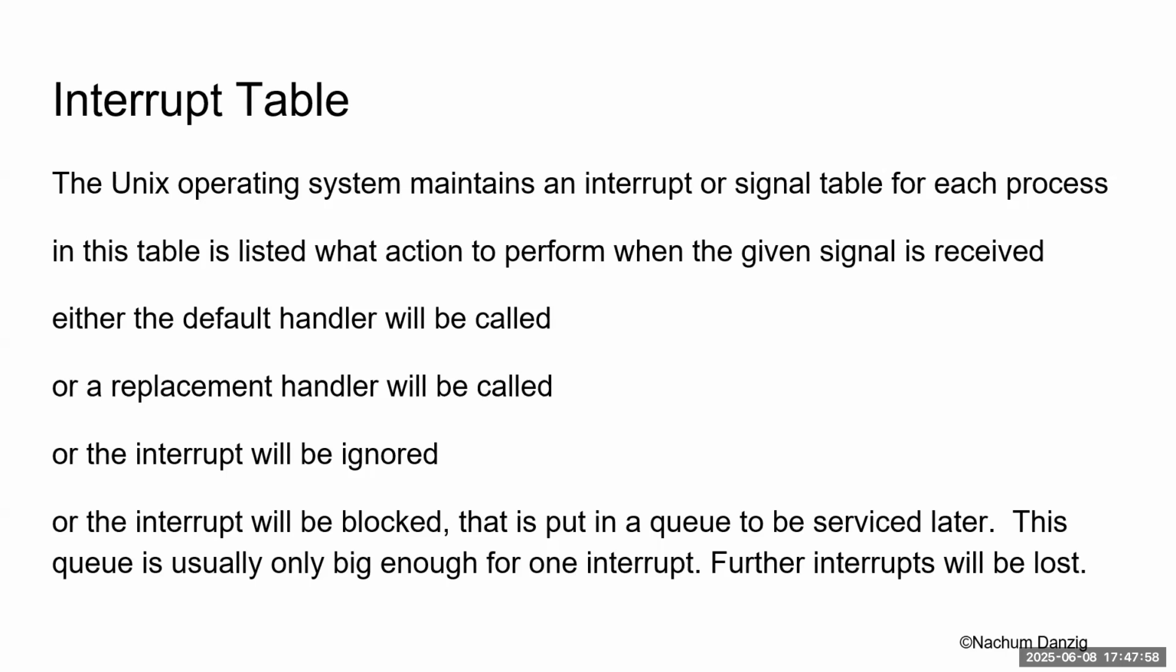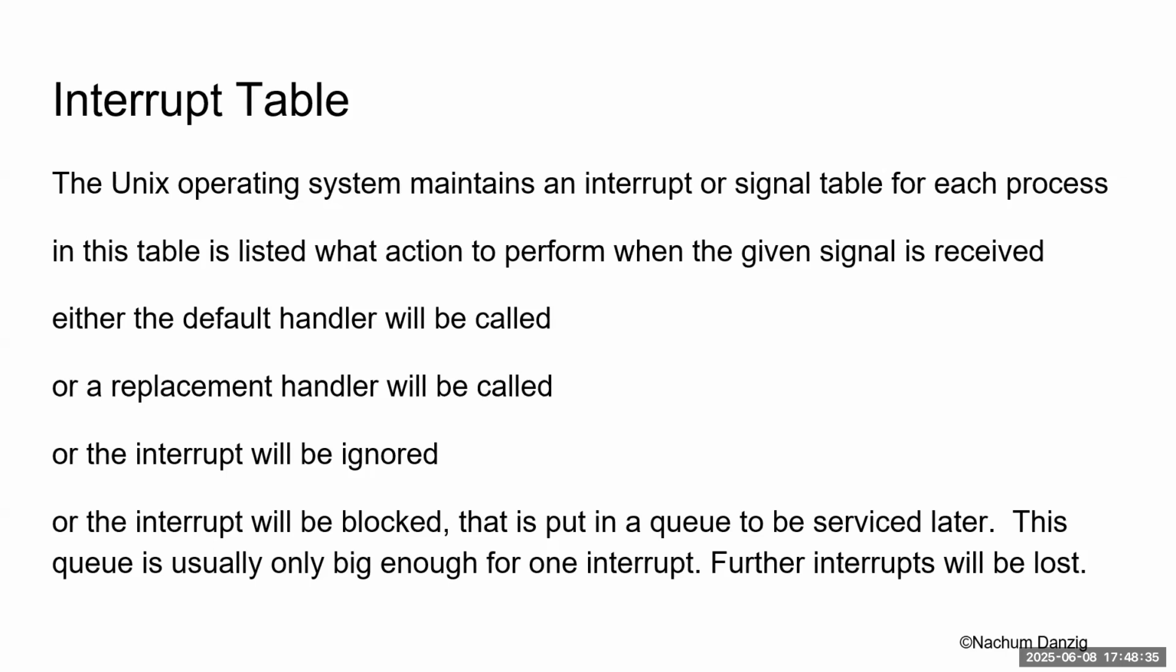The Unix operating system maintains an interrupt or signal table for each process, which means that there's a table listing, of all the interrupts that could possibly come, what should I do? This table lists what action to perform when a given signal is received. There's a default behavior for each signal. In other words, every signal has a default behavior. But we can change that behavior by writing what's called a replacement handler. Or we can even ignore that behavior and just do nothing.